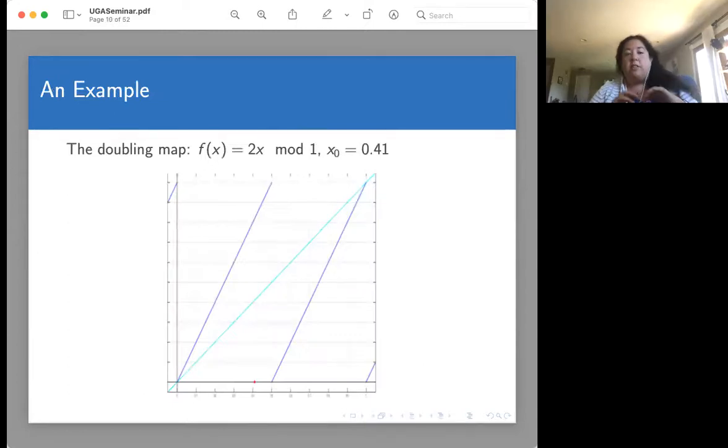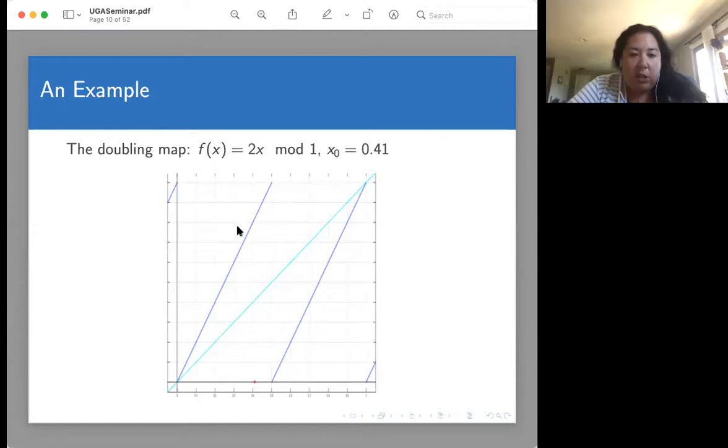Okay, so as a real quick example, I'm going to look at what's called the doubling map. This is a function that maps numbers from the unit interval [0, 1] to itself. All I'm going to do is take a number between 0 and 1 and multiply it by 2. If what I get is bigger than 1, then just take it mod 1, so subtract 1 off. For instance, 0.75 times 2 is 1.5, which is bigger than 1, so I subtract 1 off and get that 0.75 maps to 0.5.